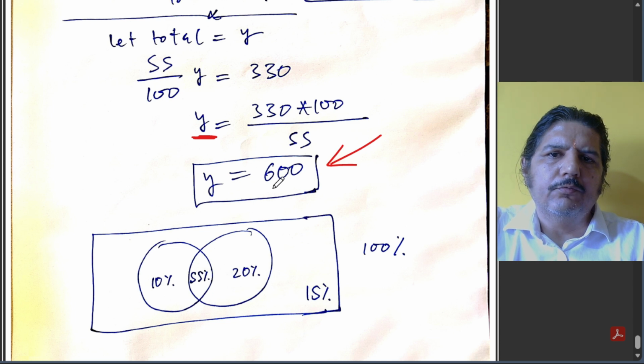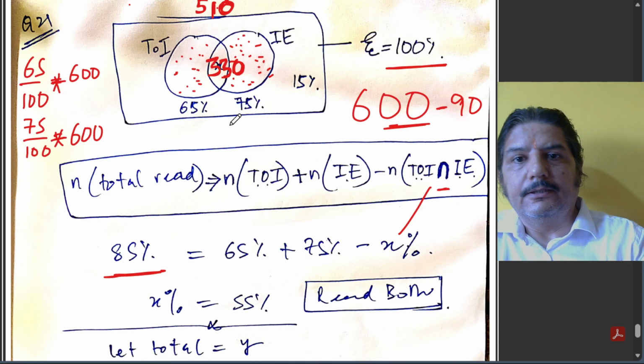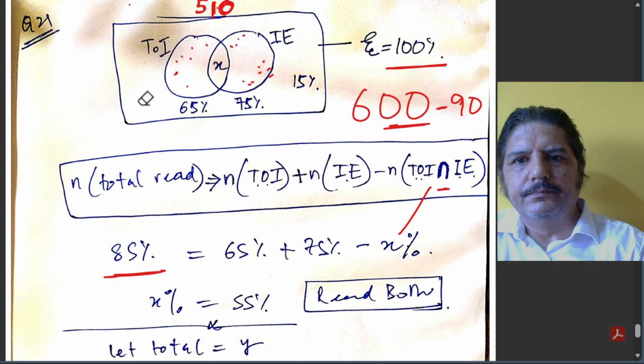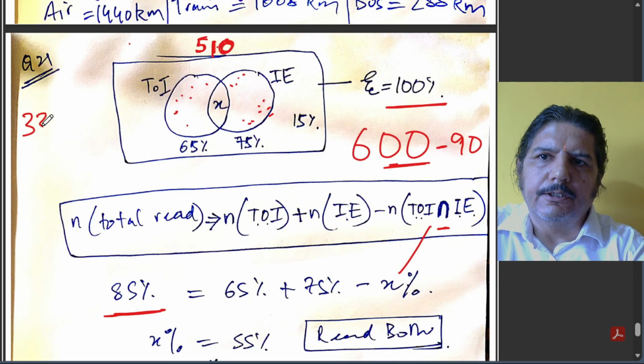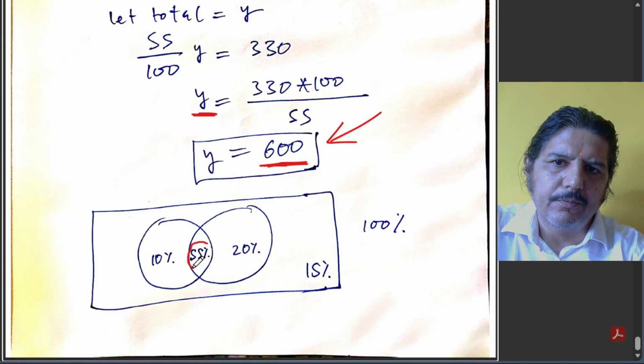So finally, what we are looking for is the total number of people in the locality is 600. And this 330 upon 600, if you calculate this, into 100, this would be 55%. So that is why I've written here 55%. These 55% of the people are the people who read both the papers.